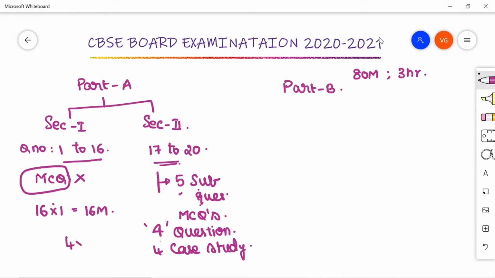So 4 into 4, you will have again 16 marks here. So part A has 32 marks. All 32 are 1 marker questions here.